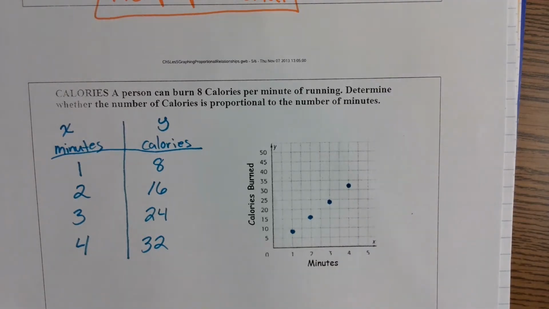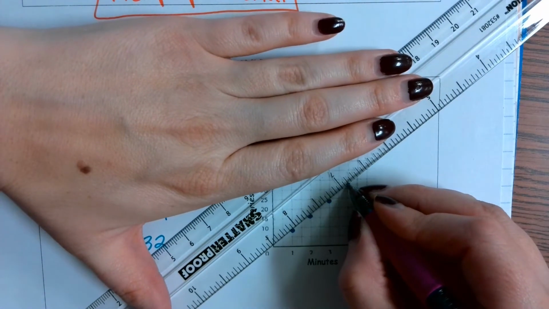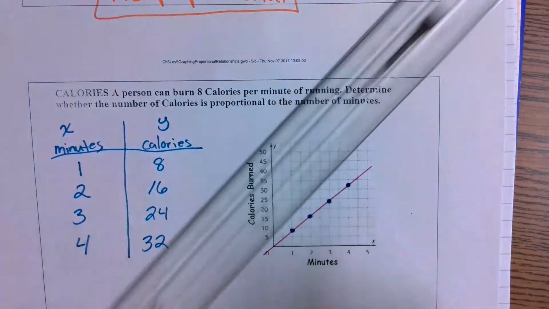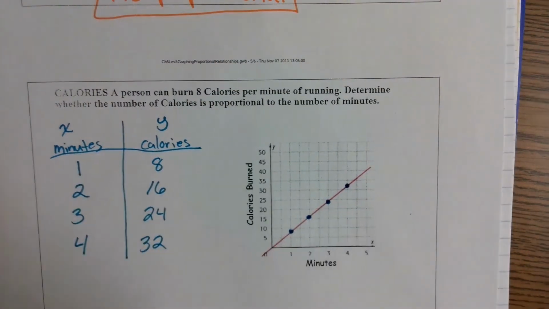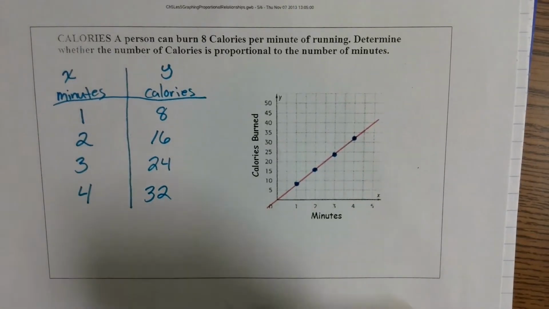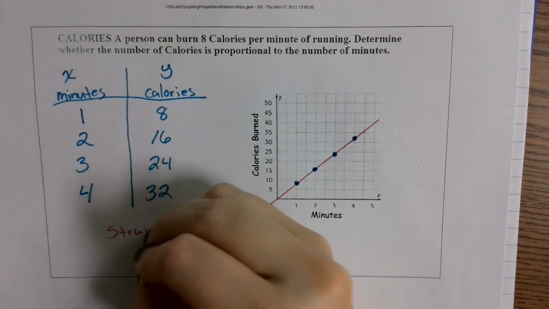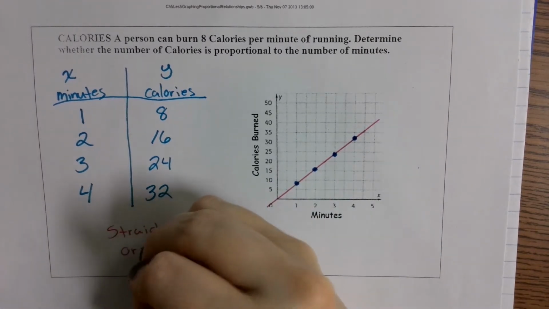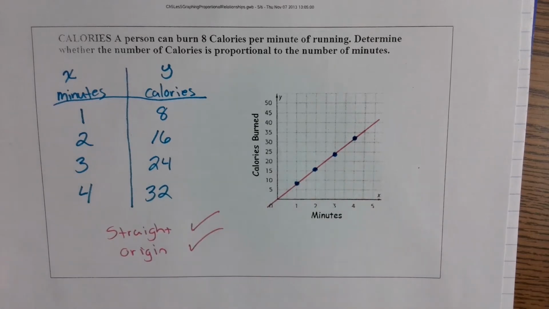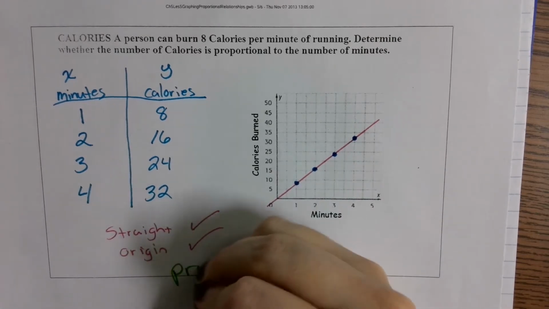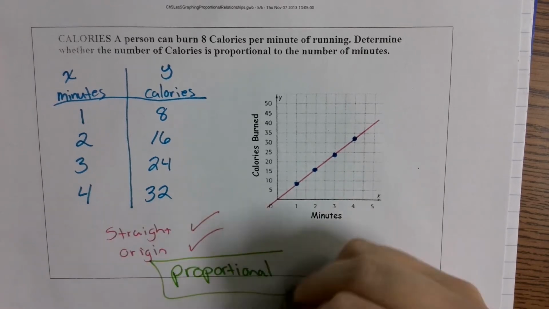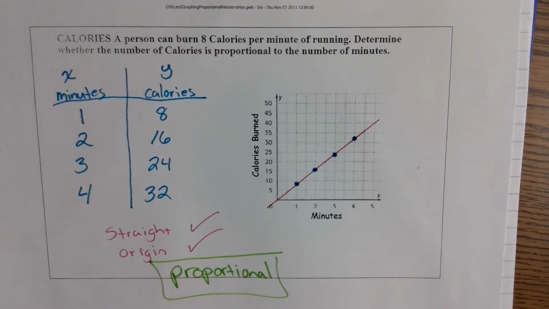So I've got those points graphed. Now we just connect and see if it goes straight and through the origin. Is it straight? Yes. It is straight. Is it through the origin? Yes. So it's straight. It's through the origin. So it is proportional. It is straight. It is through the origin. It is a proportional relationship.